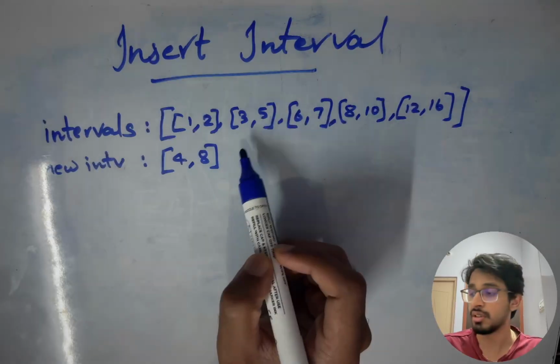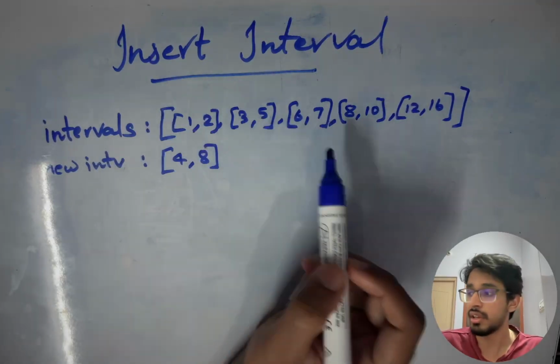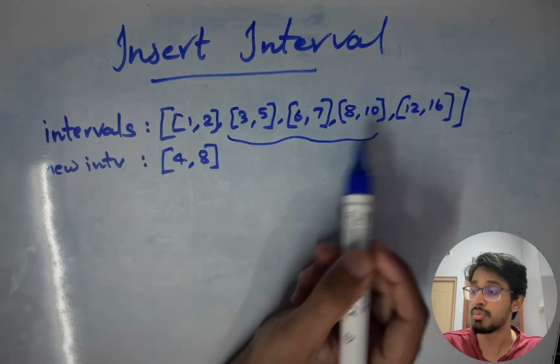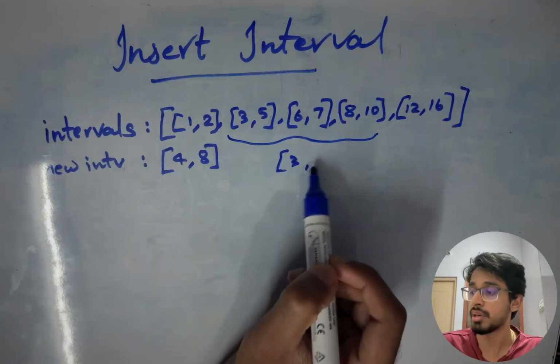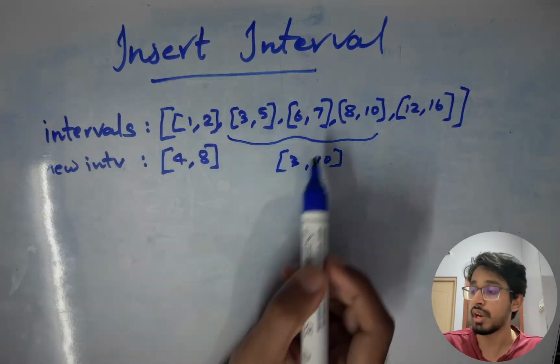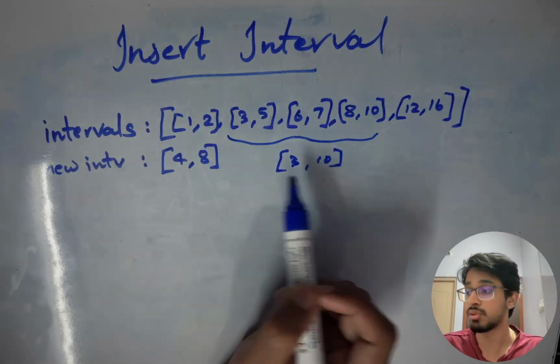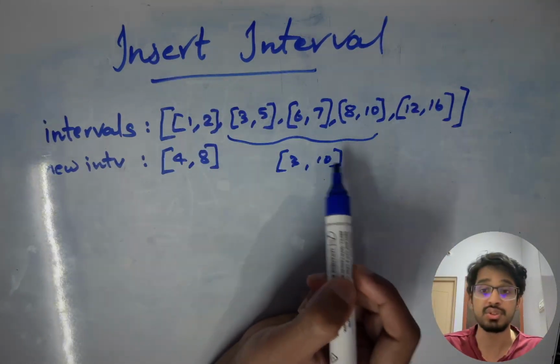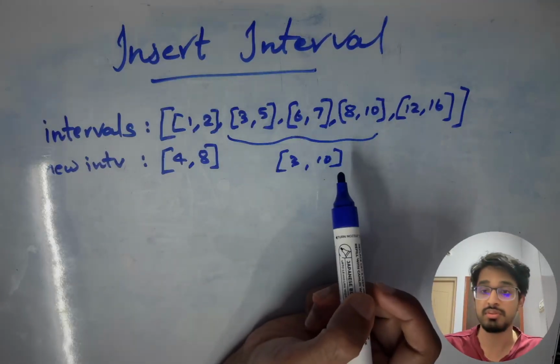If you see these numbers, 4 comes after 3 and 8 comes before 10 over here. So we just need to merge this into 3 comma 10, because 4 and 8 already come in between. Also, we see that it is consistent: 1 2, 3 10, 12 16, and there is no overlap as well. So the problem is, how can we solve this?